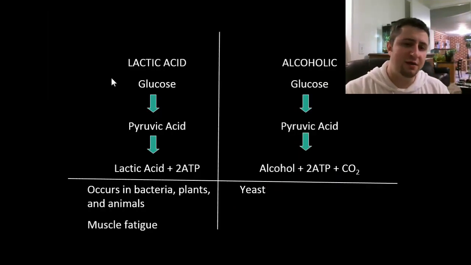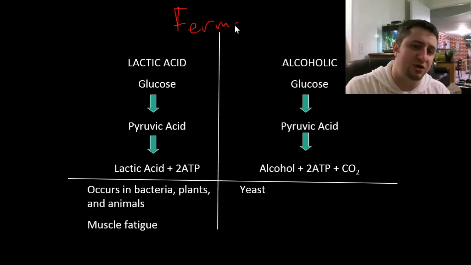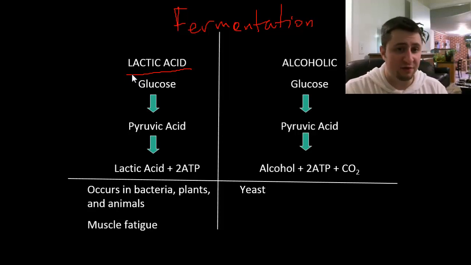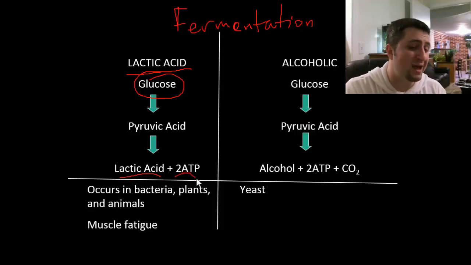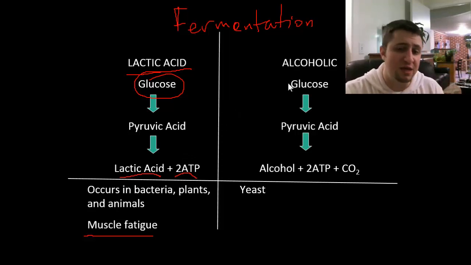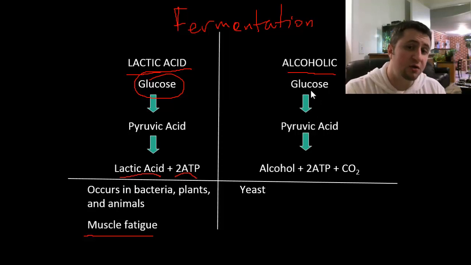So, looking at the two kinds of fermentation side by side, the first kind is lactic acid fermentation, where glucose is broken down into pyruvic acid and then later broken down into lactic acid and a little bit of ATP. Once again, that occurs in bacteria, plants, and animals. And if you have felt it before, you probably felt it when you were exercising really hard and your muscles started to fatigue. Yeast has the ability to do what's called alcoholic fermentation, where they break down glucose into pyruvic acid, into alcohol, ATP, and carbon dioxide.